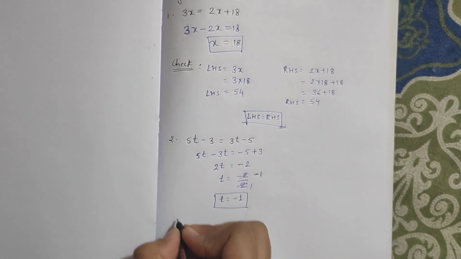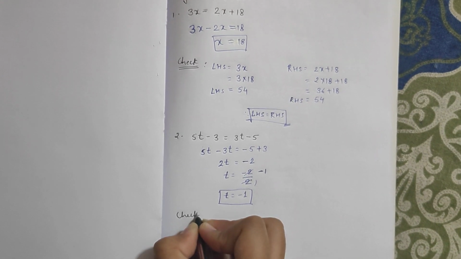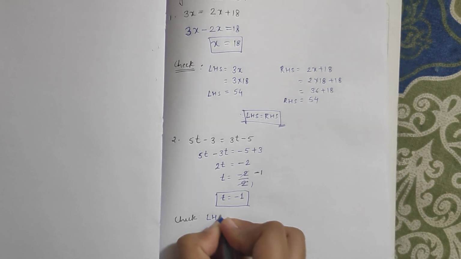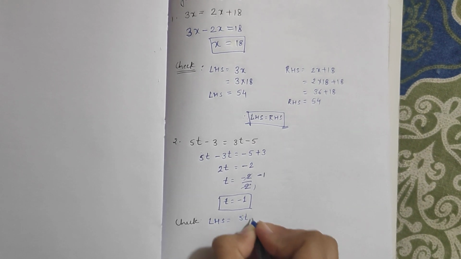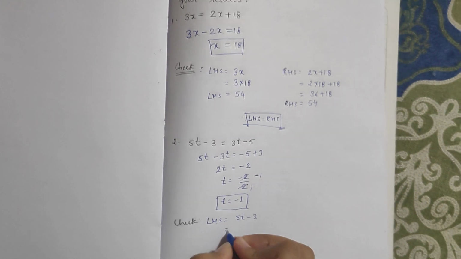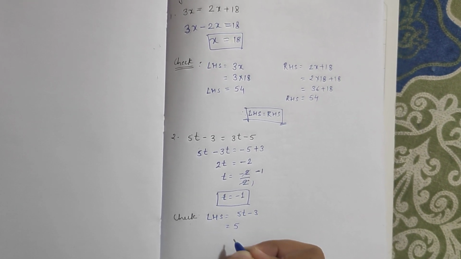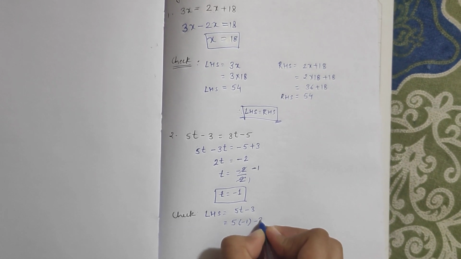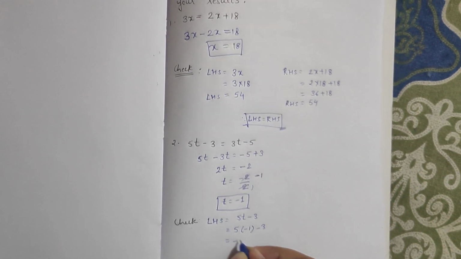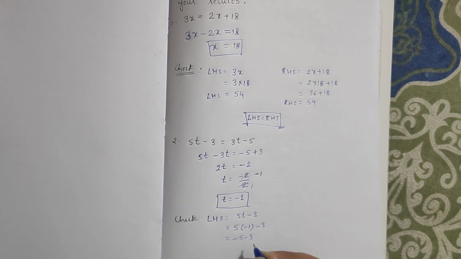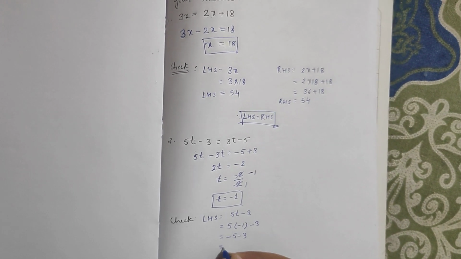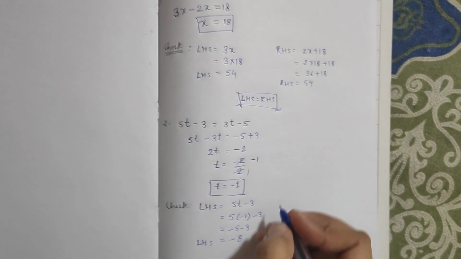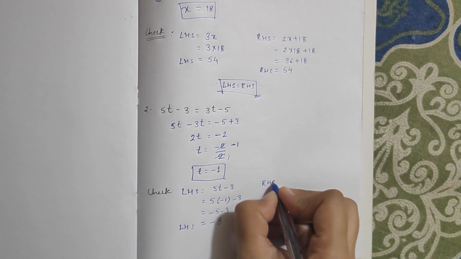Now we have to check the result. Okay, and we know that to check the result, our LHS is 5t minus 3. So what is our value of t? It is minus 1. So substitute, instead of t we take minus 1 and here it is minus 3. That will be minus 5 minus 3, which is nothing but minus 8. This is our LHS.